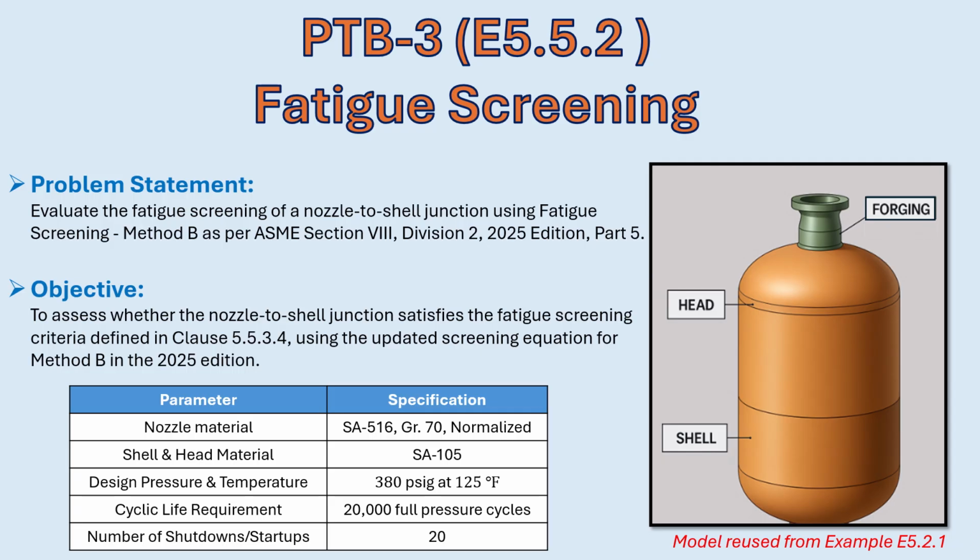The model is reused from example 5.2.1, which we already studied earlier for plastic collapse. The nozzle material is SA516, shell and head material is SA105, design pressure is 380 psi, cyclic life requirement is 20,000 full pressure cycles, and startup and shutdown of 20 cycles. So the fatigue check will be based on a total of 20,000 and 20 cycles.